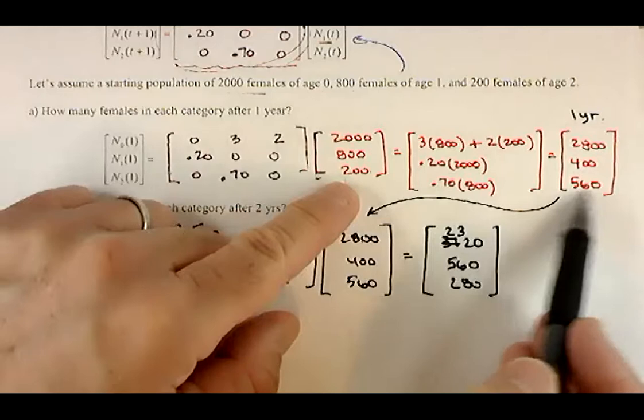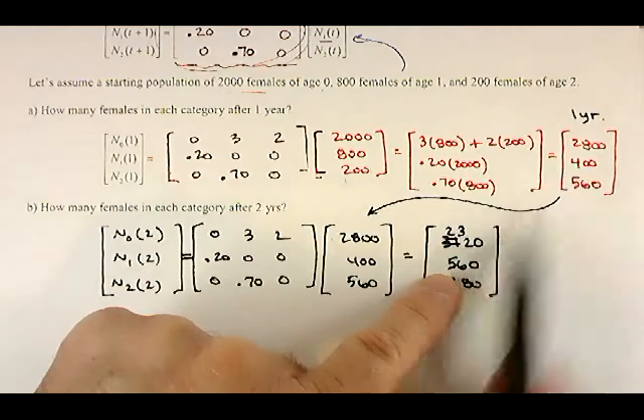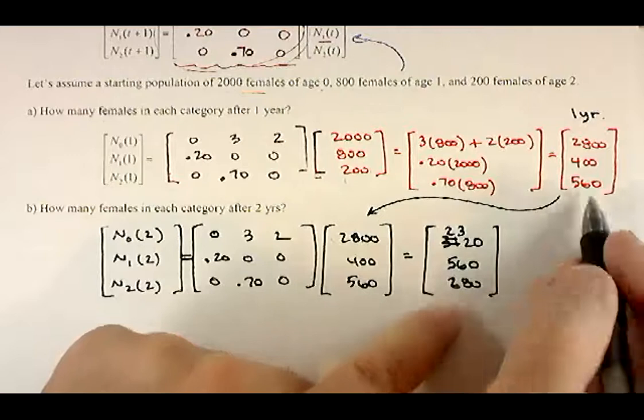When we run those dynamics again, look what happened. Well, now my zero-year-old population went down a little bit. My one-year-old population made a rebound, right? It's gaining some. It's 560. And now my two-year-old population has declined again, right? It's back down to 280.